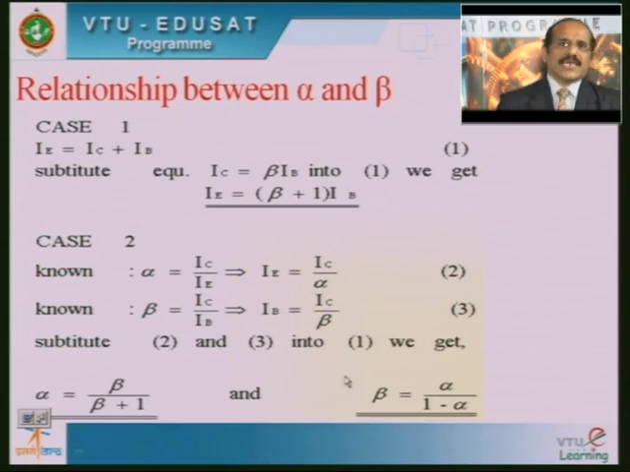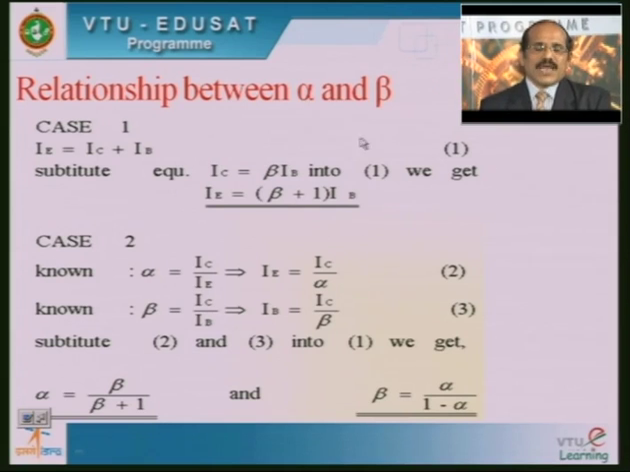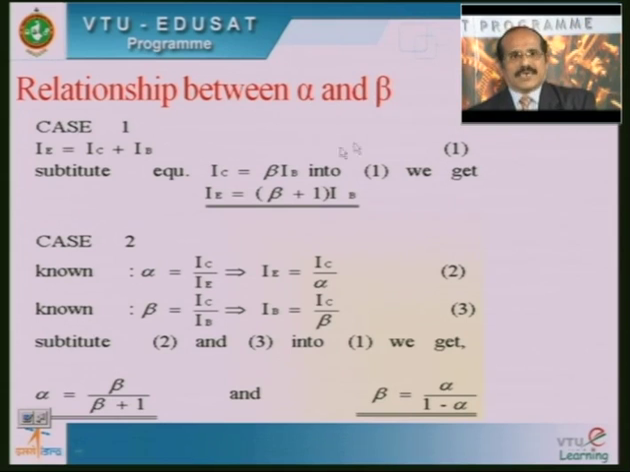Now let us derive the relationship between the common base current gain, that is alpha, also called alpha DC, and beta, that is called the common emitter DC current gain here. So you know that the emitter current is nothing but the sum of the collector current and the base current here. So if you substitute IC equals beta times IB, what will we get? IE is nothing but beta IB plus IB here.